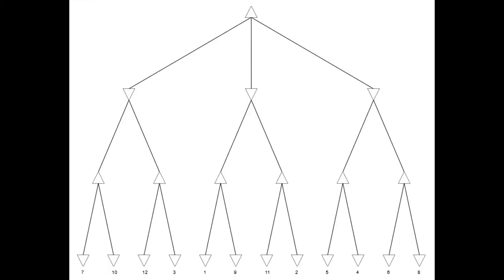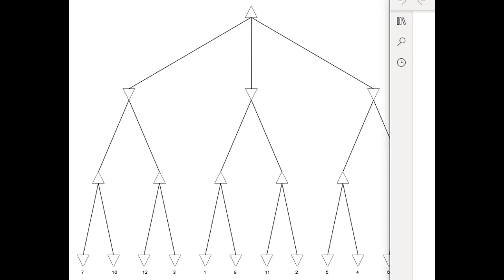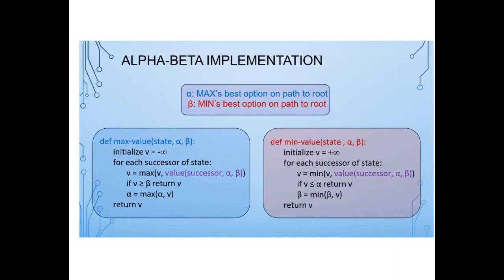Okay, so we're going to do a minimax search using alpha beta pruning of this tree. And just to remind you, here is the alpha beta implementation, right? For the purposes of this explanation, instead of initializing v to negative infinity, I'm going to initialize it to negative 1,000, which is pretty close to negative infinity given the values that we have. And positive infinity, I'll use 1,000.